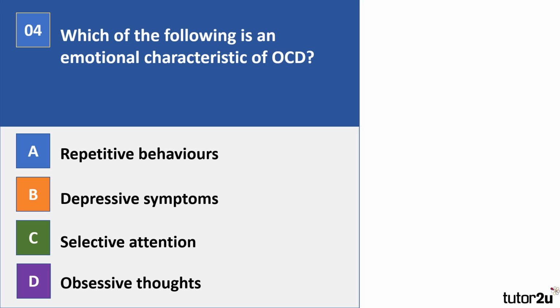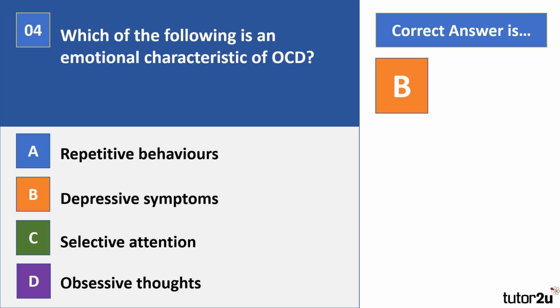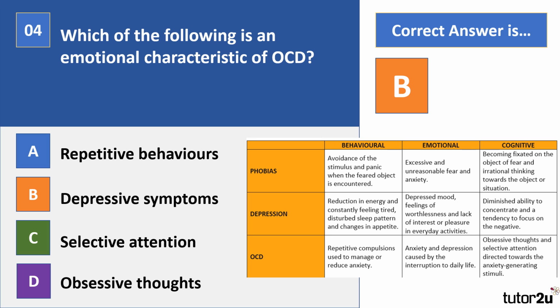Question 4. Which of the following is an emotional characteristic of OCD? A, repetitive behaviours, B, depressive symptoms, C, selective attention, or D, obsessive thoughts? So pause the video. Right, the correct answer here is B.